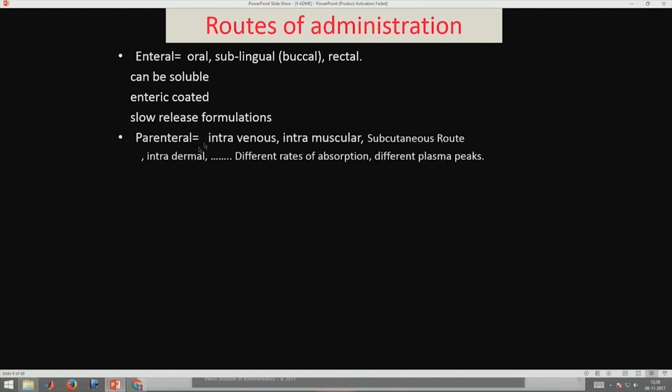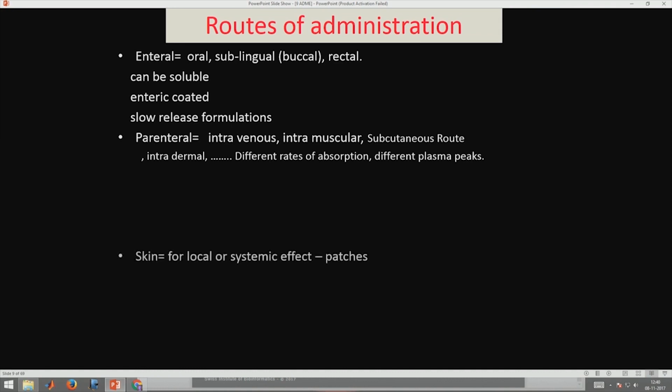Parenteral, it could be intravenous, intramuscular, subcutaneous, intradermal. So you are going to have different rates of absorption, different plasma peaks. If I introduce the drug orally, after about 1 hour, 2 hours, slowly the drug reaches a max and then starts falling down. Whereas if I give it intravenously, immediately you find a big increase in the concentration in the bloodstream. Depending upon the route, the time at which the max happens changes, and the concentration also changes.